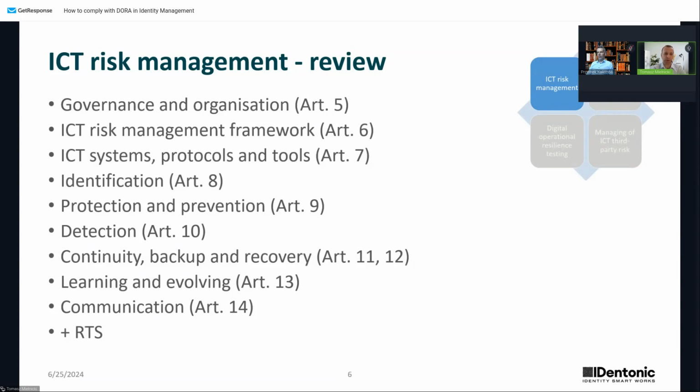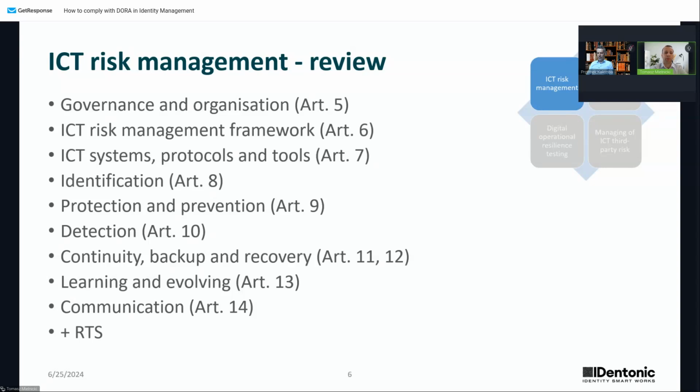Then we have the protection and prevention, Article 9. We have Article 10 about the detection of anomalies and incidents. We have the articles about business continuity and backup and recovery. Then we have a part which refers to learning and evolving, how the organization learns from its own experience, from incidents, to improve its operational resilience. And then we have the communication, internal and external to stakeholders, for instance, when incidents occur. So this is the basic part of the regulation.